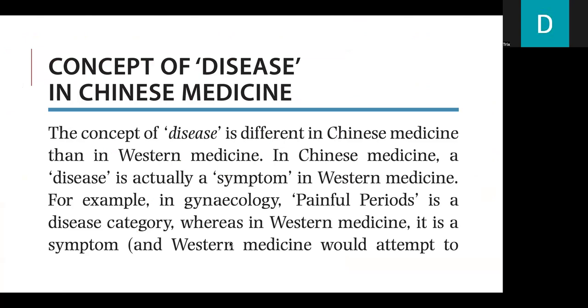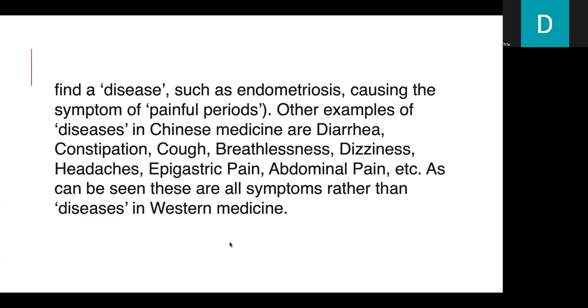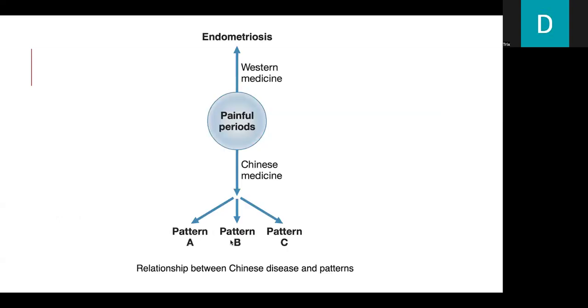For example, in gynecology, painful periods is a disease category, whereas in Western medicine, it is a symptom. And Western medicine would attempt to find a disease such as endometriosis causing the symptom of painful periods. Other examples of diseases in Chinese medicine are diarrhea, constipation, cough, breathlessness, dizziness, headaches, epigastric pain, abdominal pain, and others. As can be seen, these are all symptoms rather than diseases in Western medicine.